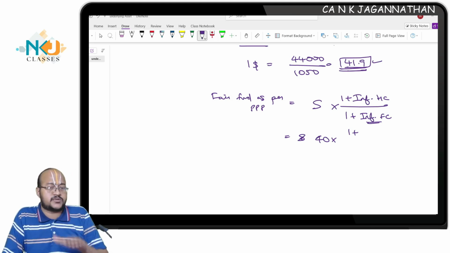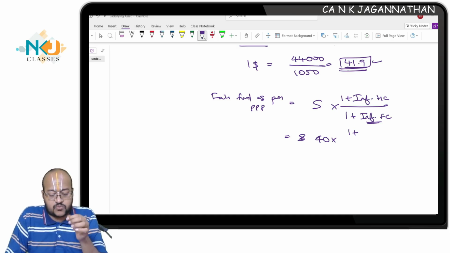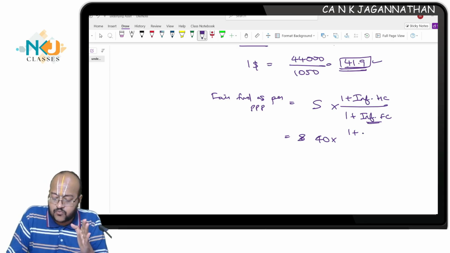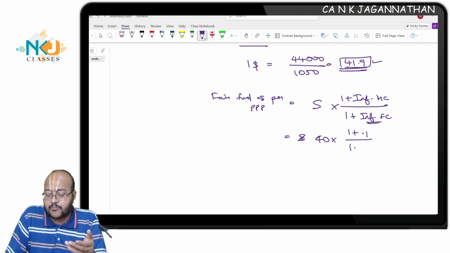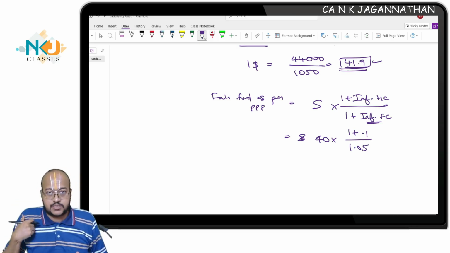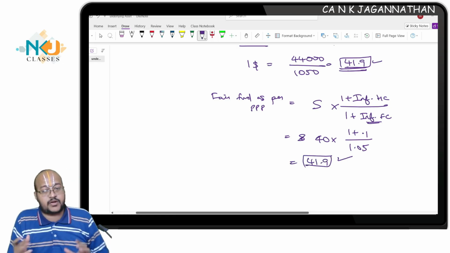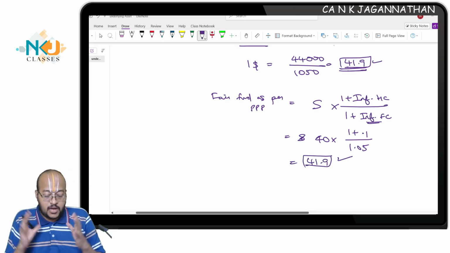If you are in India, domicile is in India, then 1 plus inflation of home currency. Which country will you consider? India. So what is the inflation rate? 10%. So 1 plus 0.1, 1.1 divided by 1.05, 5% interest rate of the foreign country. So the US interest rate you will consider. Now you will get 41.9. Are you all comfortable with this? This is forward rate computation as per purchasing power parity theory.